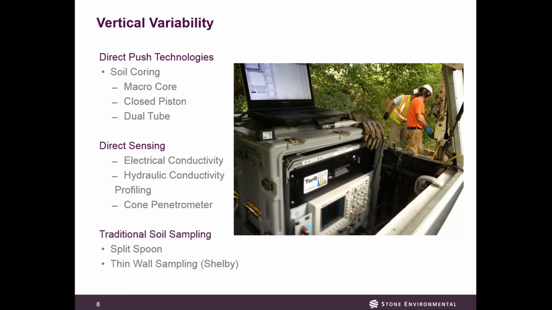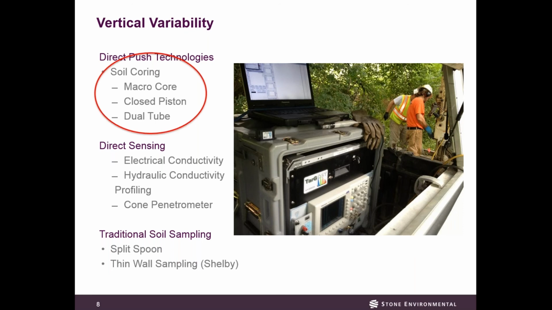All right, then traditional sampling, split spoon and thin wall sampling or Shelby tube sampling. These are primarily in the geotech industry. Luckily, not a lot of us are doing split spoon sampling these days. It's very slow, can be dangerous depending on what you're using for a hammer. So we're going to focus on that a little bit more.